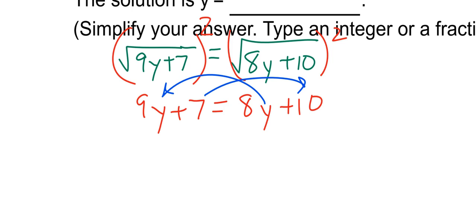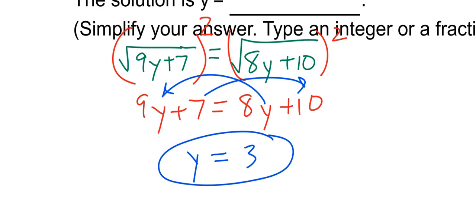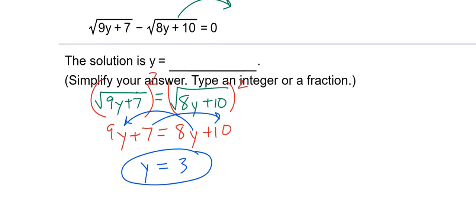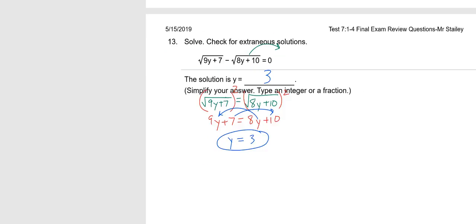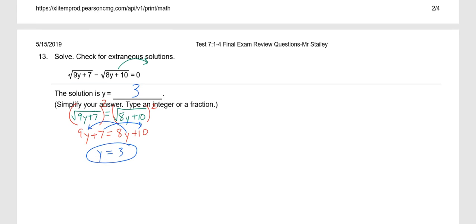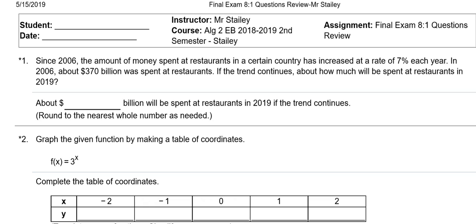I'm there. Let's go. Okay, so several of you saw that you push the 8y to the other side and push the 7 to the other side and you get y equals 3. You are correct. Okay? Okay, so that's the chapter 7. That's the end of chapter 7. That's the end of the chapter. Okay.